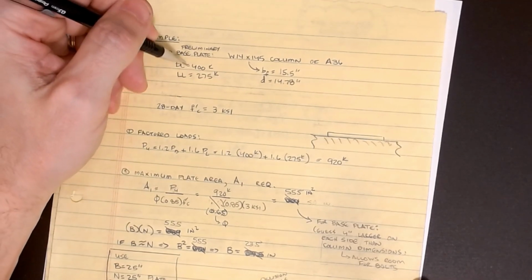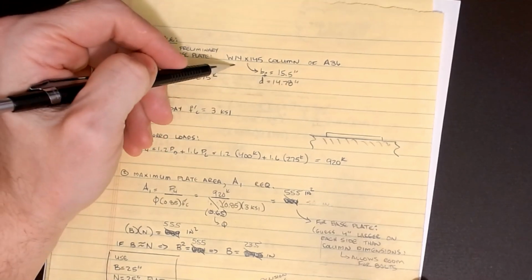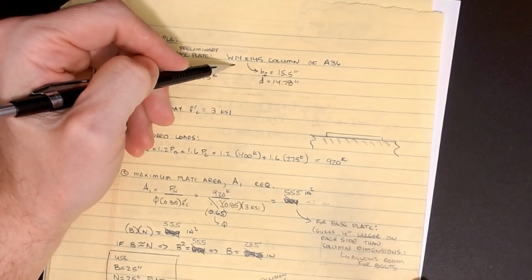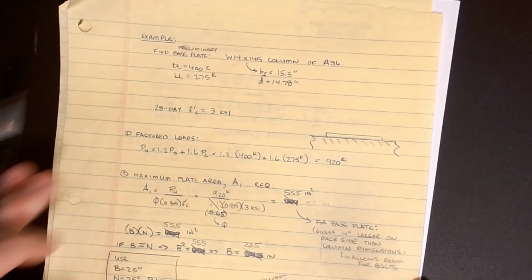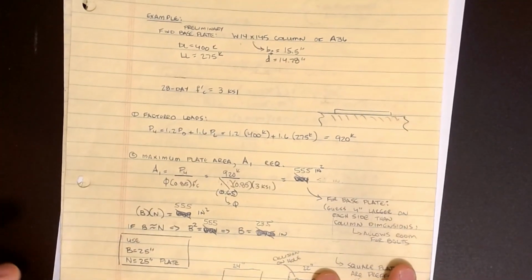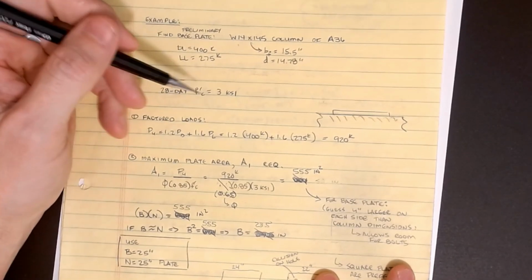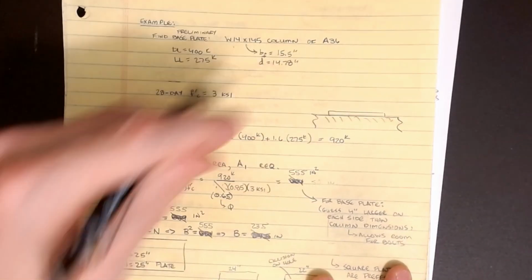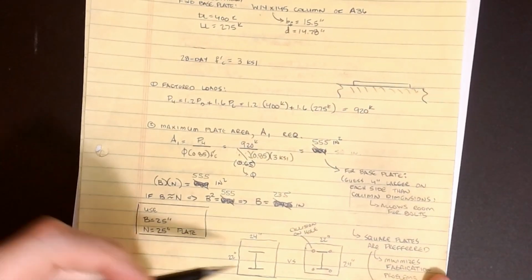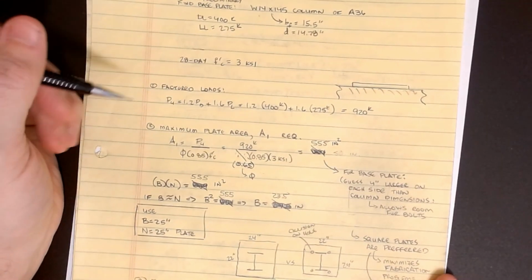The column dead load is 400 kips. The column live load is 275 kips. And I know from the manual, I can look up the dimensions for the W14 as being a bf of 15.5 and a d of 14.78. The 28-day compressive strength of the concrete is 3,000 psi, or 3 ksi. That's a specification for the strength of the bearing surface. So we want to figure out what size of base plate I need to get this column safely supported by that piece of concrete.